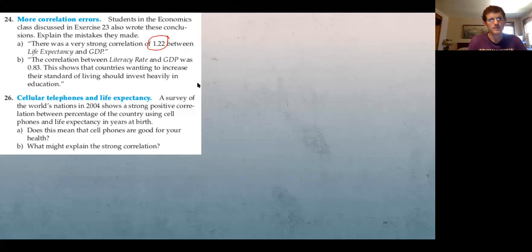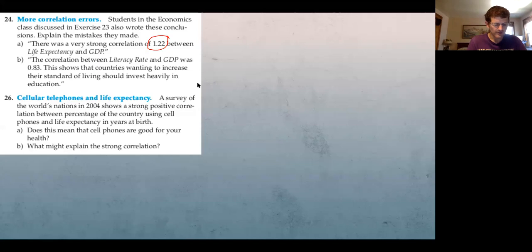Part B says the correlation between literacy rate and GDP was 0.83. This shows that countries wanting to increase their standard of living should invest heavily in education. Now remember, this goes back to the idea that correlation is not causation. So we can't say that literacy rate causes GDP. There might be a third factor that's a lurking variable. So there's just something to keep in mind with that.